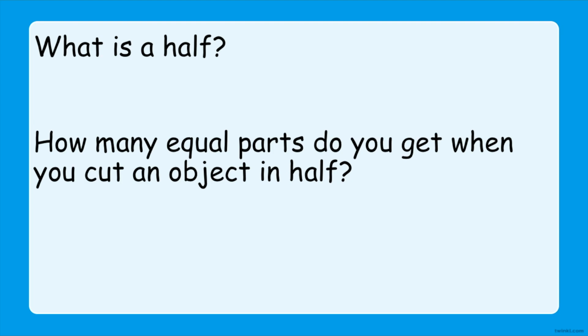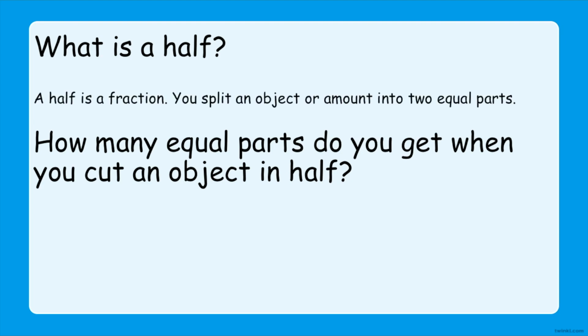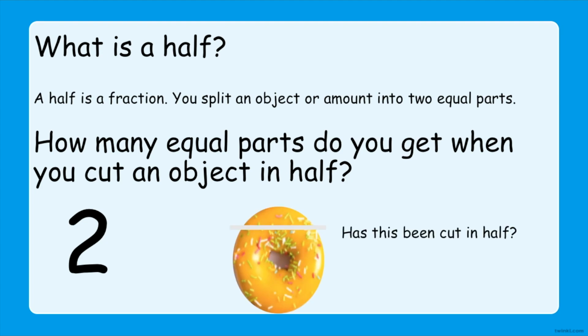What is a half and how many equal parts do you get when you cut an object in half? Pause the video and talk to your adult. The answers are: a half is a fraction. You split an object or amount into 2 equal parts. So we have 2 equal parts when we cut an object in half.